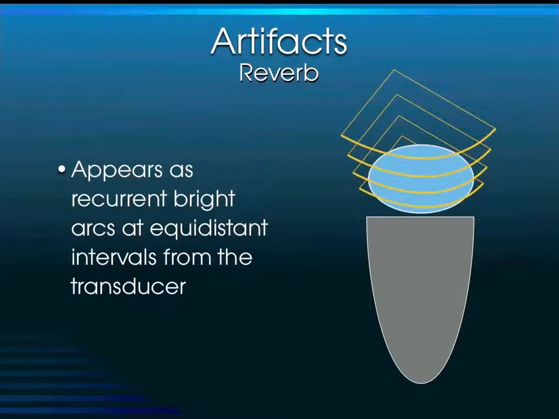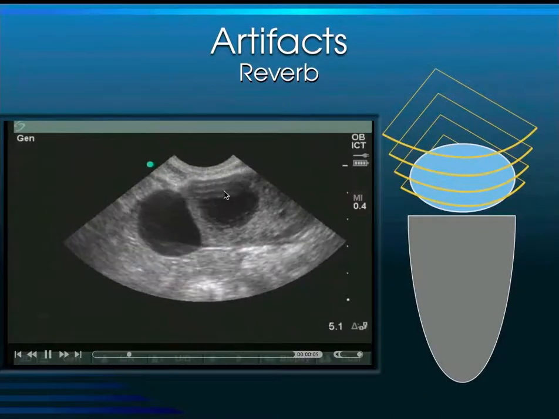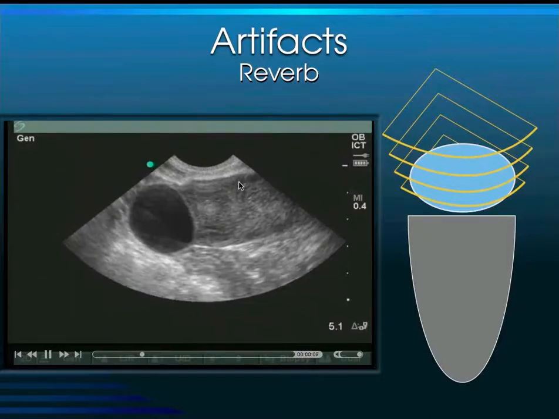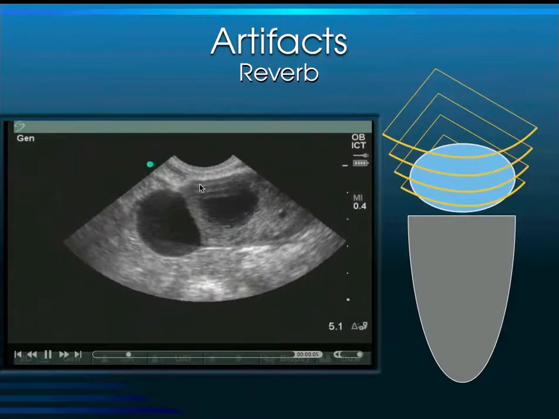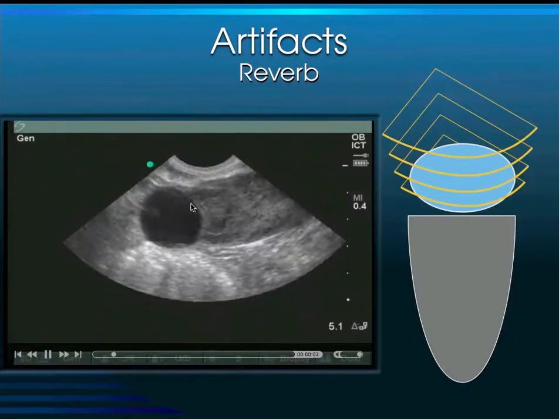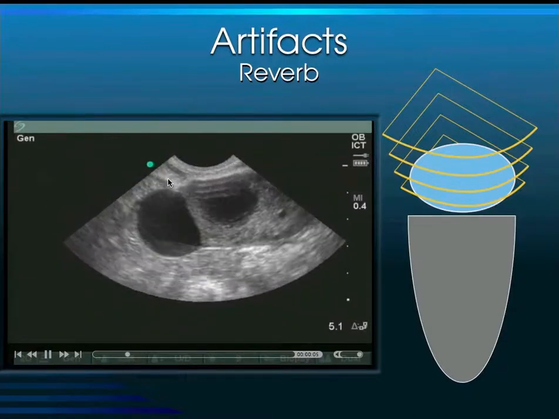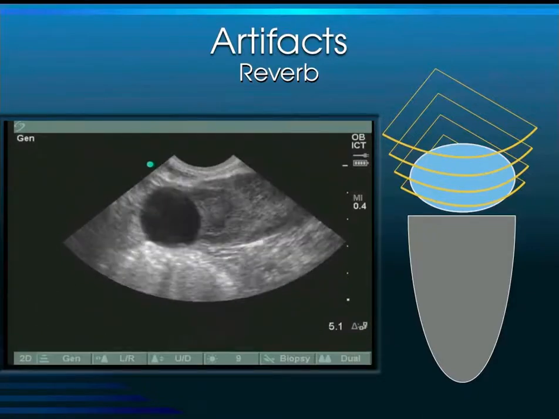Reverberation artifact appears as equidistant arcs from the transducer. When you see these equidistant reverberation artifacts, we see that a lot on transducers, and you don't want to mistake that for something anatomic or pathologic. So this is an ovarian cystic structure here seen with the intracavitary transducer, and we see these equidistant arcs coming down right here, and that's not a hemorrhagic cyst or anything clinical. That's simply reverberation artifact. We see it anytime we use a curved or a phased array transducer. Very commonly we see these reverberation artifacts.